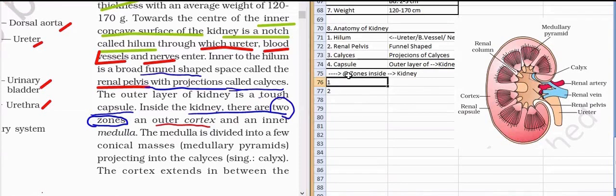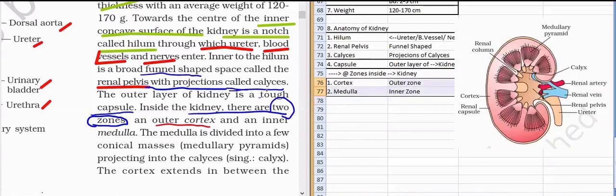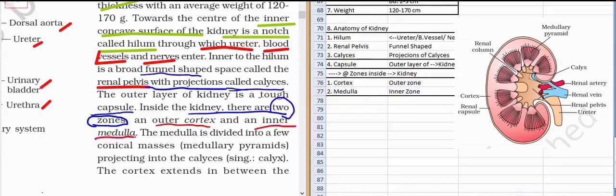One is cortex. Cortex is nothing but the outer zone. Next is medulla, the inner zone. So these are two things. Now again, the concept will be behind this only. So outer cortex and inner medulla.